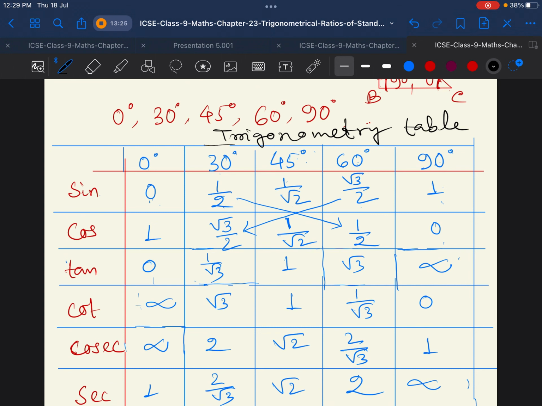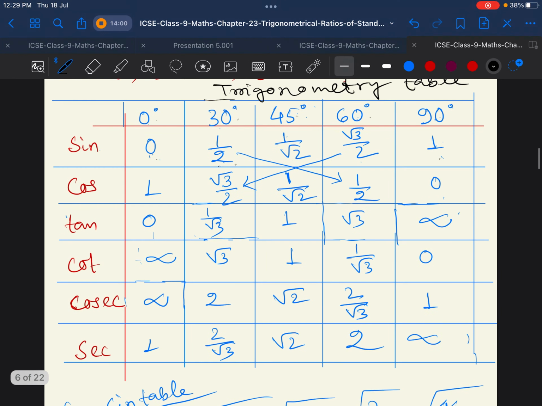Here you see, when the angle is increased, then the value of sine will be increased. Sine 0 is 0, sine 30 is 1 by 2, sine 45 is 1 by root 2, sine 60 is root 3 by 2, sine 90 is 1. The sine value increases from 0 to 1 when the angle increases.